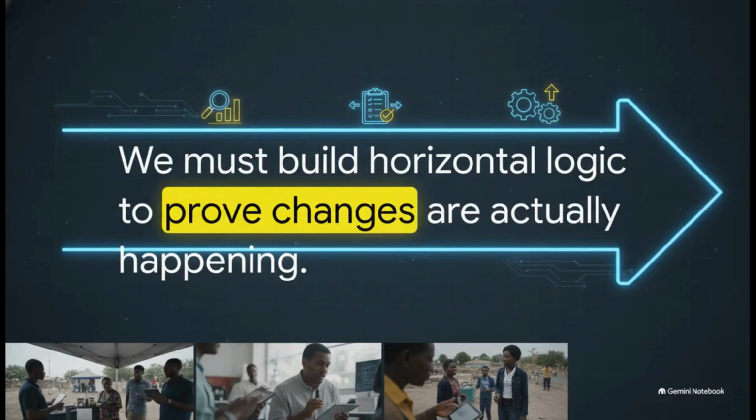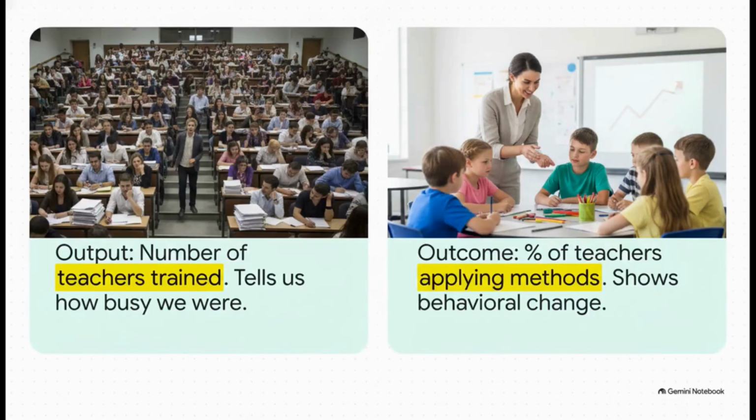But as you probably know, just setting goals isn't quite enough. So we must transition to building out the horizontal logic. This is the part where we answer the truly critical question. Exactly how on earth will we prove these changes are actually happening out there? We need cold, hard evidence. Let's force a bit of a paradigm shift right here, because this is where a lot of folks get tripped up. Let's look at an output indicator, maybe something like the number of teachers trained. Honestly, that's a really weak reach indicator.